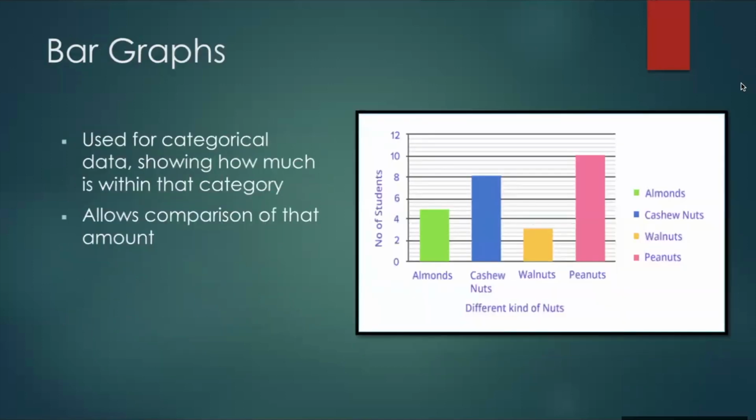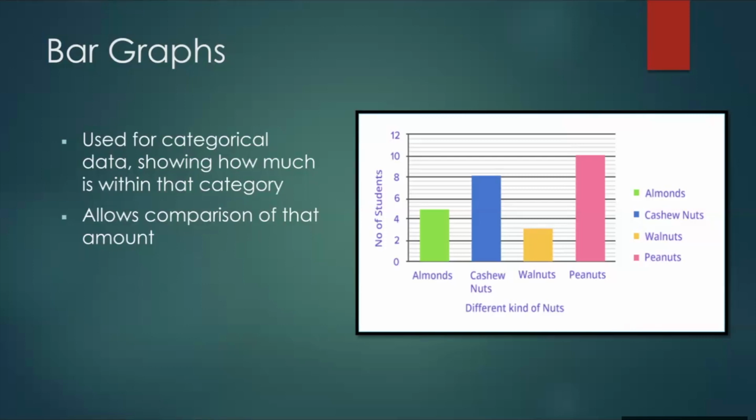Ready? Now, bar graphs are used for categorical data, showing how much is within a single category, and it allows comparison of that amount to other amounts in other categories, right? So for the picture that we're given, different kinds of nuts is our title for this graph. On the bottom, our x-axis, we have the kind of nut: almonds, cashews, walnuts, or peanuts, represented by different colors.